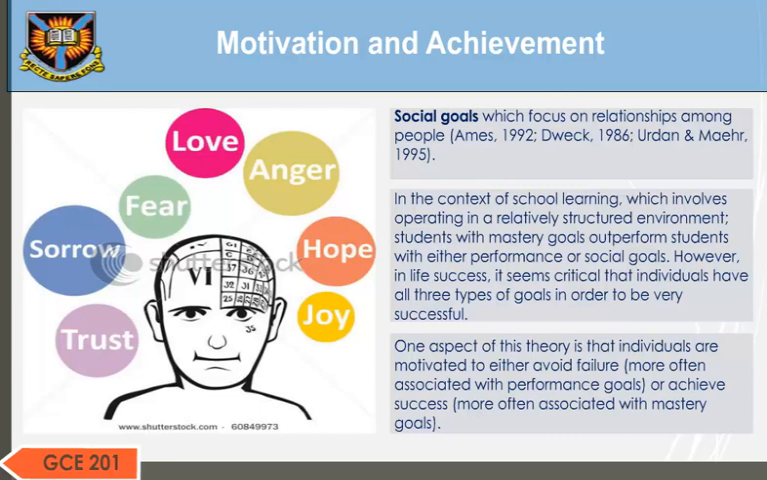In the context of school learning, which involves operating in a relatively structured environment, students with mastery goals outperform students with either performance or social goals. However, in life, it seems critical that individuals have all three types of goals in order to be very successful. One aspect of this theory is that individuals are motivated to either avoid failure, more often associated with performance goals, or achieve success, more often associated with mastery goals.